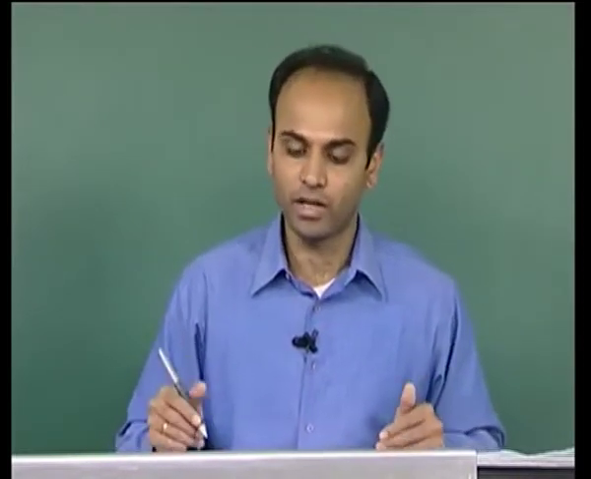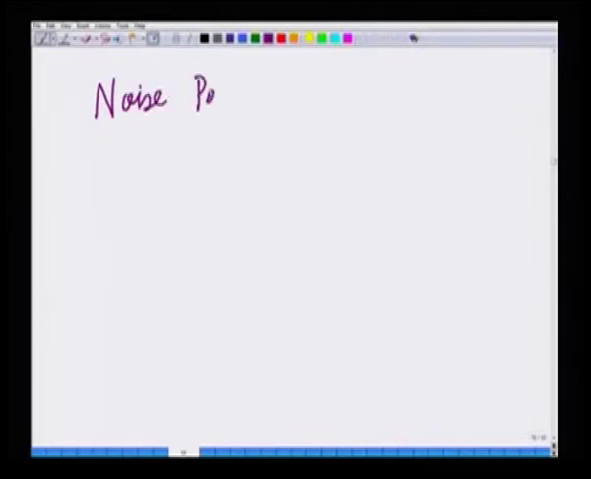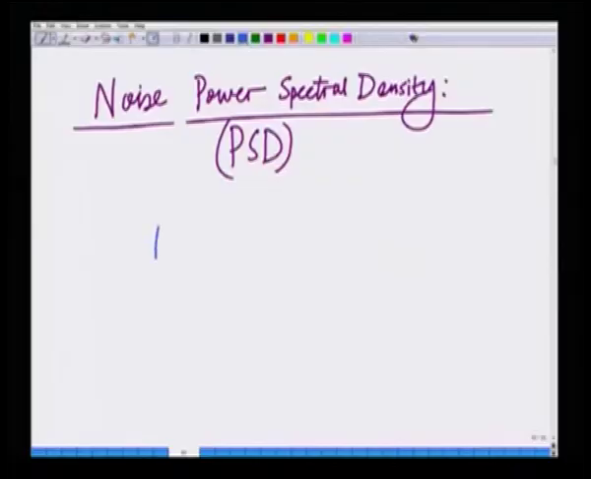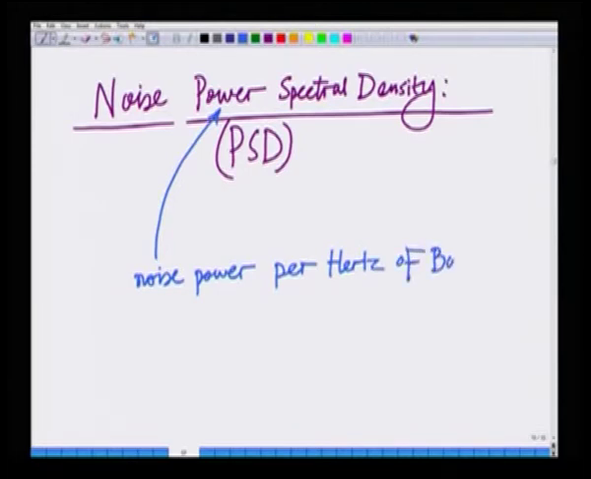First is known as the noise power spectral density, simply abbreviated as PSD, which as the name suggests means the density of the noise, that is, the noise power per hertz of bandwidth. Hence, naturally, if this noise power spectral density is denoted by eta naught, since this is noise power per hertz, total noise power is this density times the total bandwidth B.